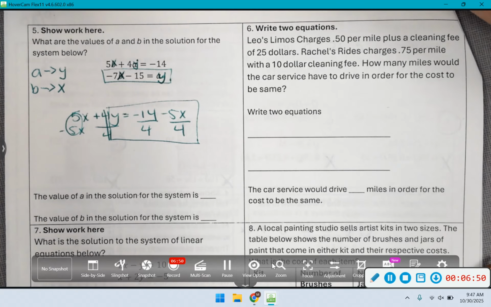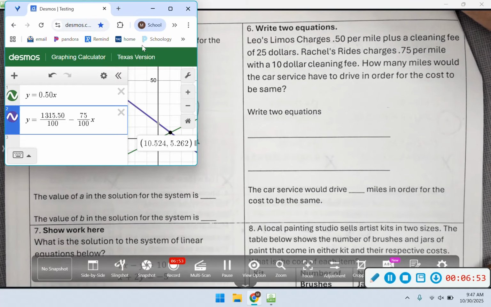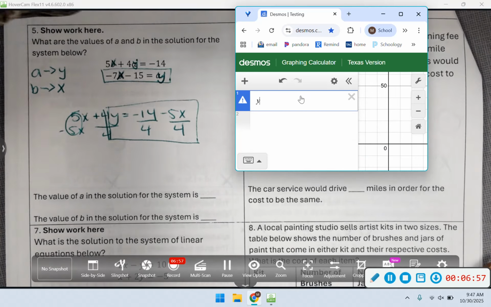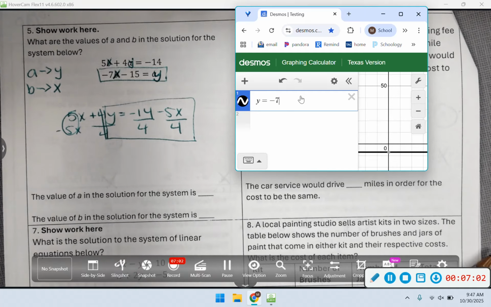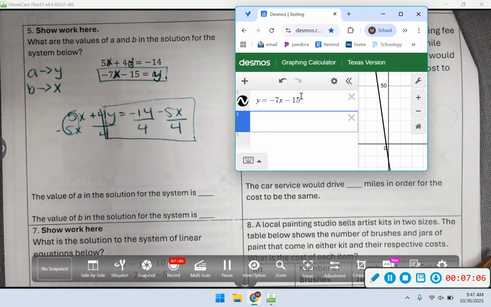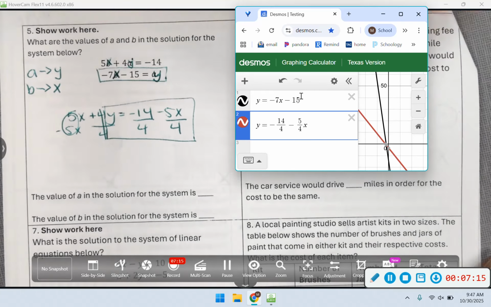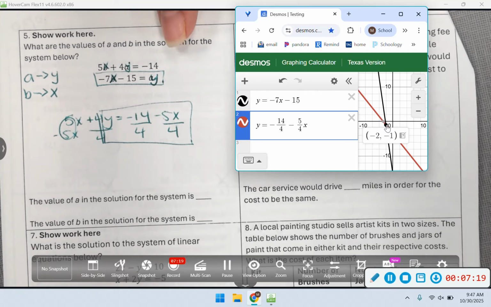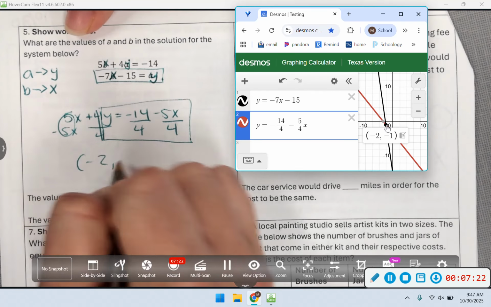So let's pull up my calculator. Not that. Okay, and I have y equals negative 7x minus 15. So that's that one that was already solved. And then I have y equals negative 14 over 4 minus 5 over 4x. And I'm just going to see where they touch. I'm going to zoom in a little bit. They touch right here at negative 2, negative 1.